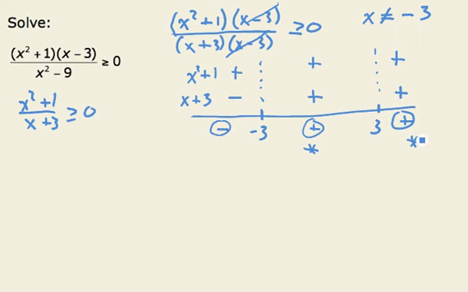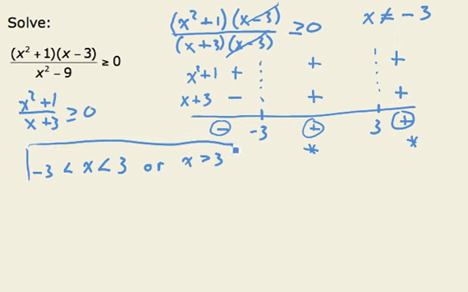So I can write for the final solution that negative 3 is less than x is less than 3. Ordinarily, I would use the less than or equal to or greater than or equal sign, but I know that x cannot be 3 or negative 3 because I would be dividing by 0 if that were the case. The other option would be that x is to the right of 3, x is greater than 3. So this is one way to state the answer.